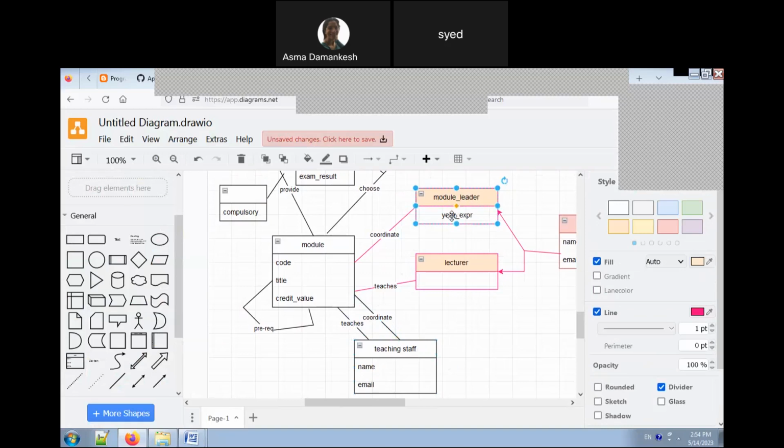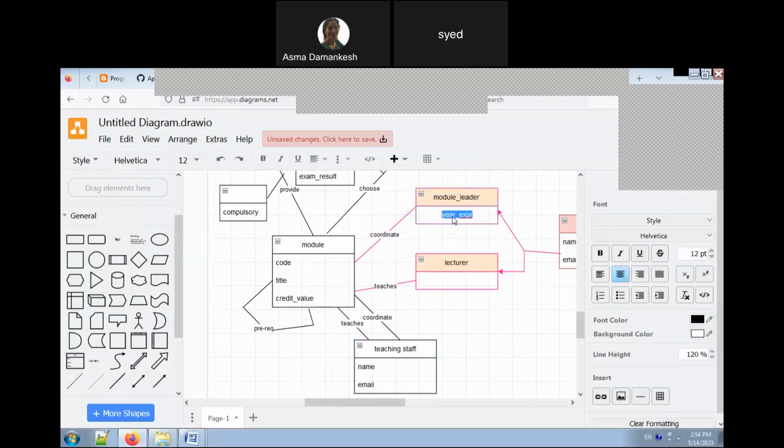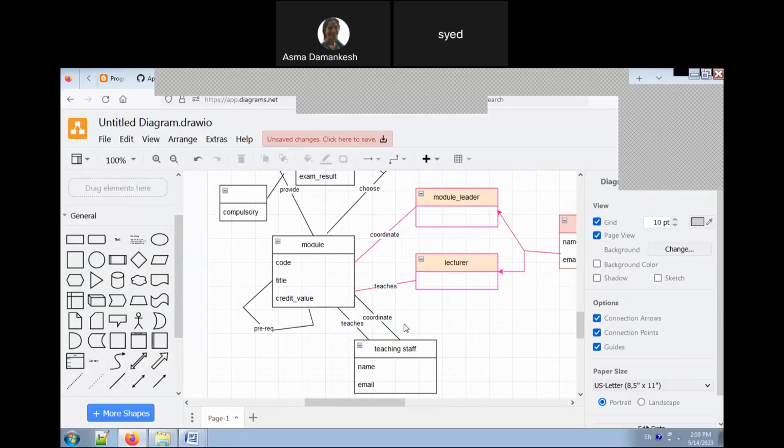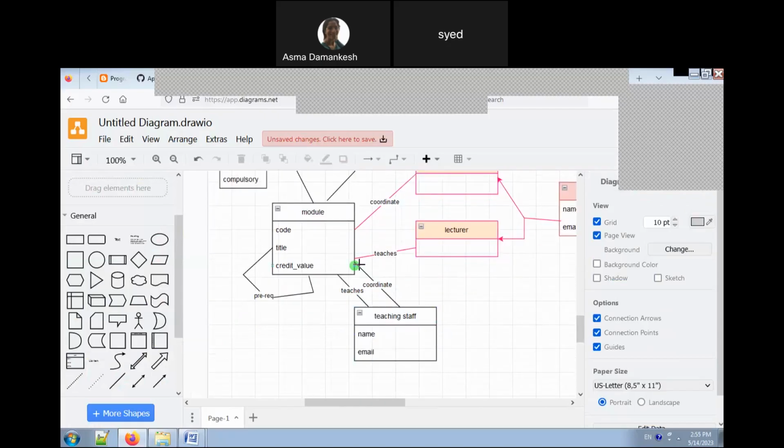But in the second option, we don't know who teaches. We know teaching staff is teaching and teaching staff is coordinating, but we don't know if it's the module leader or the lecturer. It's captured in the relation. You wouldn't need to mention it. So we know that some teaching staff are coordinating, some teaching staff are lecturing. That's okay.